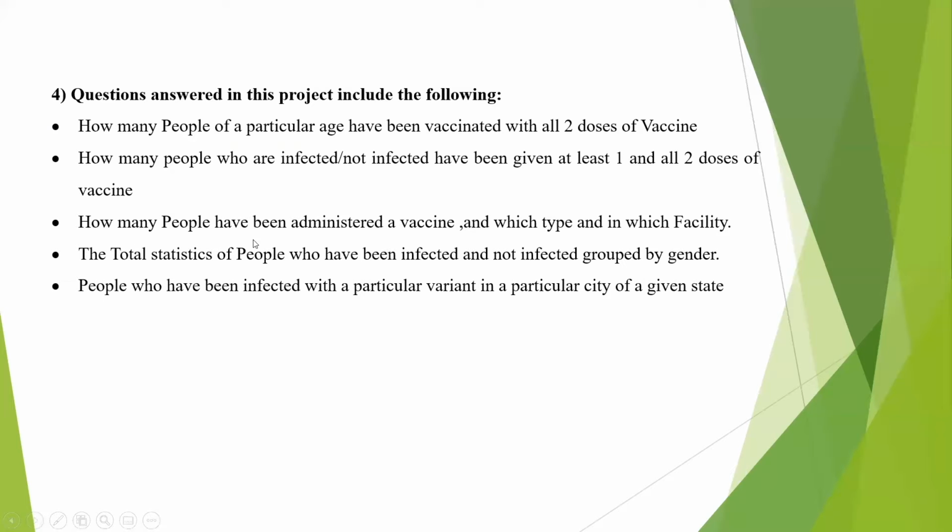How many people have been administered a vaccine, and which type of vaccine has been administered? Like I already mentioned, the 3 types of vaccines, which of those 3 has been administered and in which facility? The total statistics of people who have been infected and not infected, grouped by gender. People who have been infected with a particular variant in a particular city of a given state.